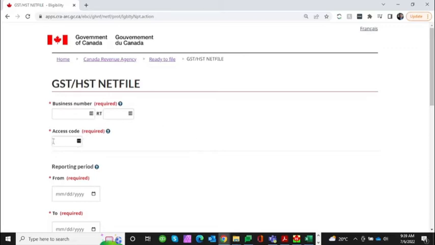The next thing is the access code. The access code is provided to you by CRA. You cannot use net filing without having the access code. Usually this access code is provided to you by CRA in their physical correspondence. You would receive a letter from CRA, and it specifically shows a four random digit code, which is the access code, without which you won't be able to use net filing.